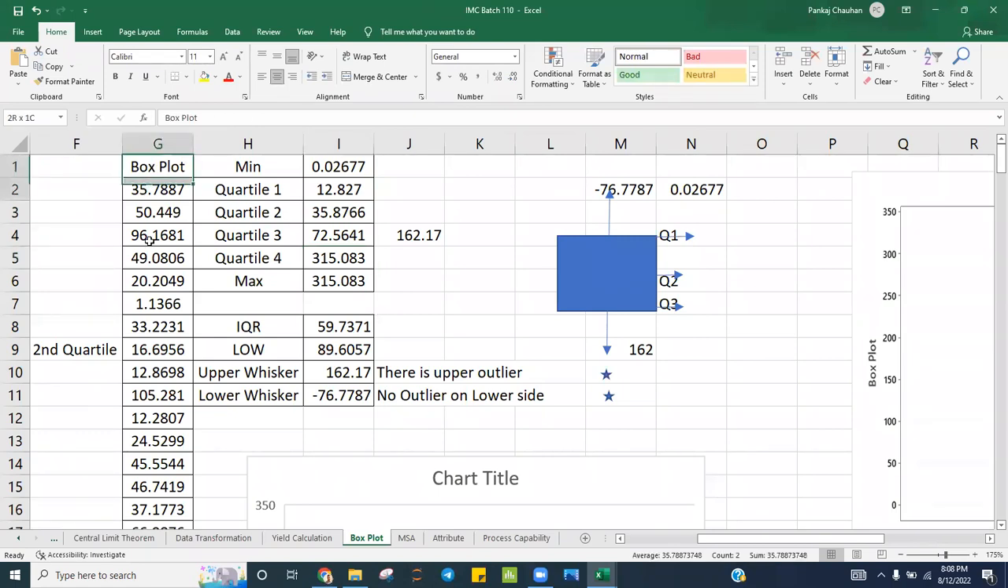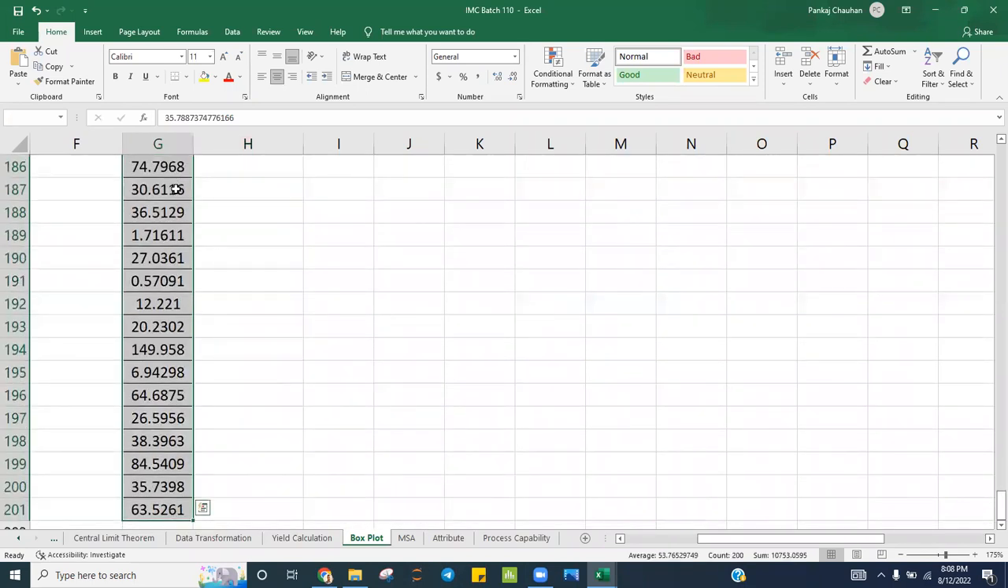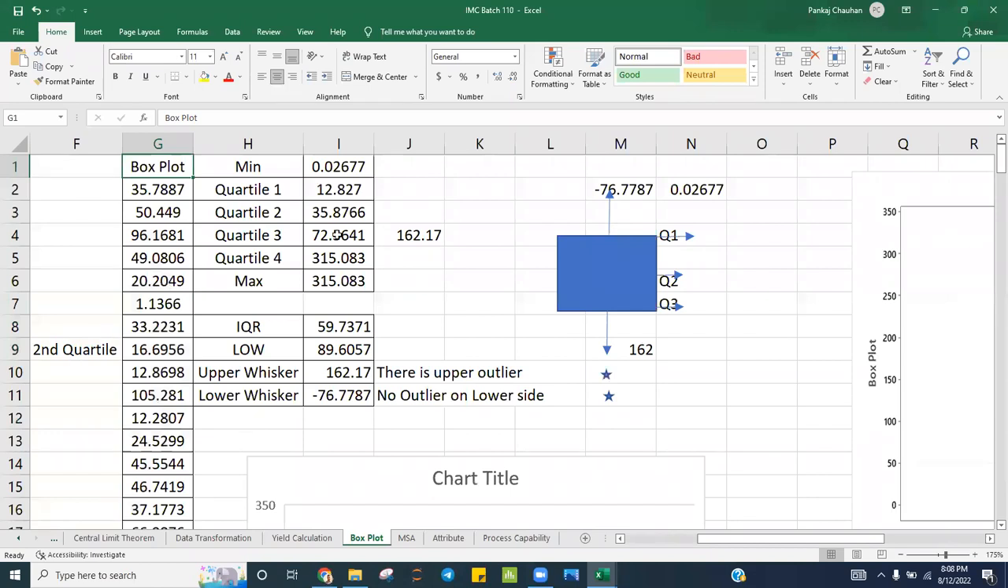So in the box plot, you were asking, the box plot helps us understand how my data is distributed around these 4 quartiles, quartile 1, 2, 3, and 4. Each quartile holds 25% of the data. Here we have taken the example of 200 data points. So how much is 25%? 50 is 25% of 200. So quartile 1 says that from the minimum value to this value, between 0.02 and 12.87, there are 50 data points, if you arrange that data in ascending or descending order.